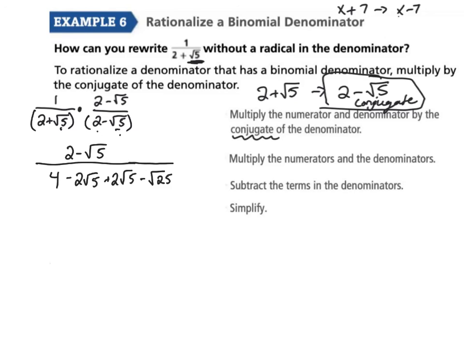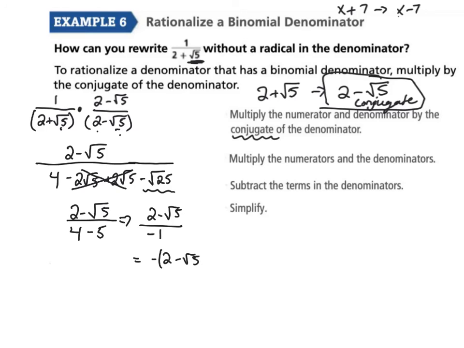Okay. Now you'll see the reason we multiply by the conjugate is because these middle terms are going to cancel out. They're the opposites. So we get 2 minus square root of 5 over 4. And then this square root of 25 reduces to negative 5. Right? And then the last step is just 2 minus square root of 5 over negative 1. Right? And then we can just reduce this as negative 2 minus square root of 5. All right, because this negative 1 I just put in front of.